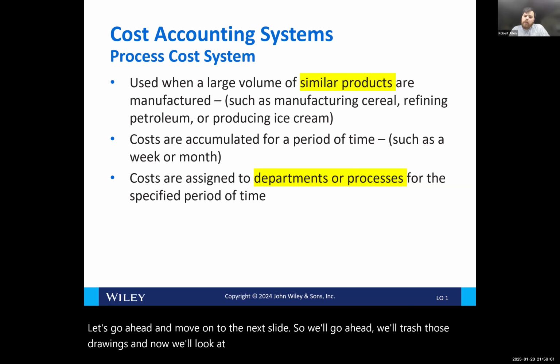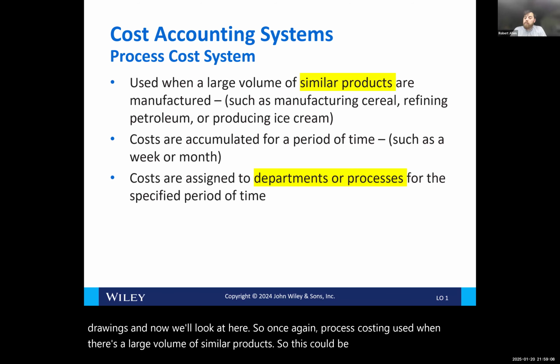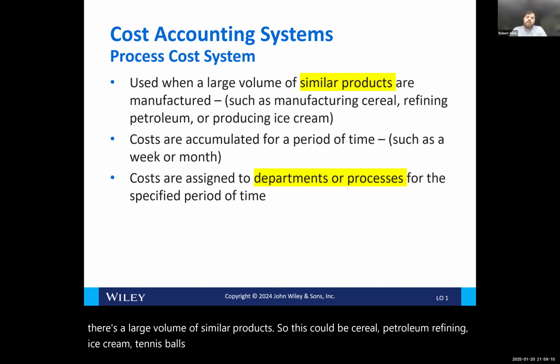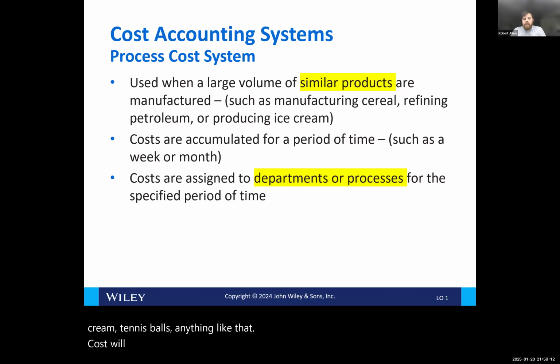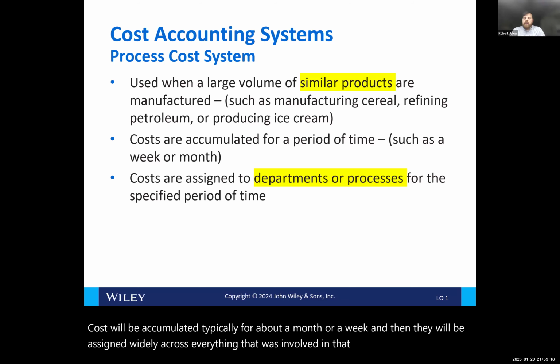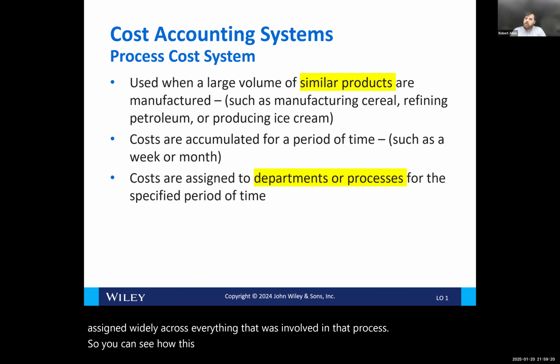So once again, process costing is used when there's a large volume of similar products. This could be cereal, petroleum refining, ice cream, tennis balls, anything like that. Costs will be accumulated typically for about a month or a week, and then they will be assigned widely across everything that was involved in that process. So you can see how this would be a lot easier for us to do.